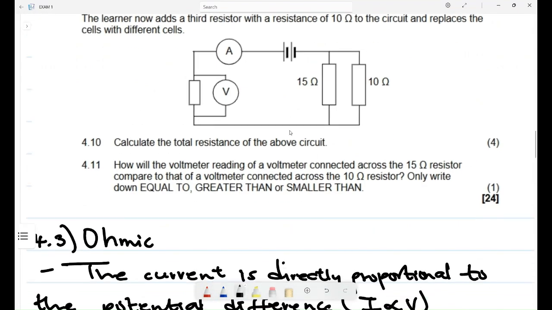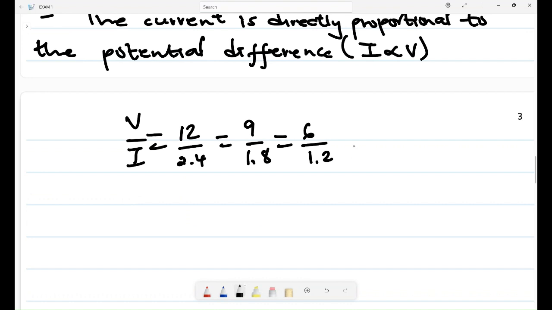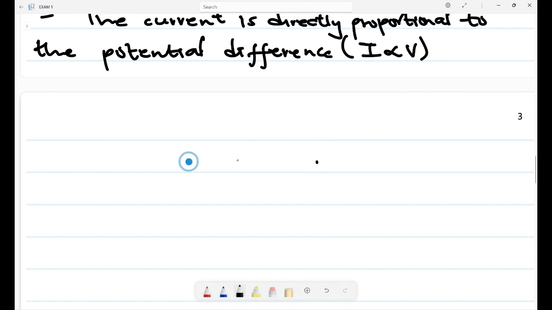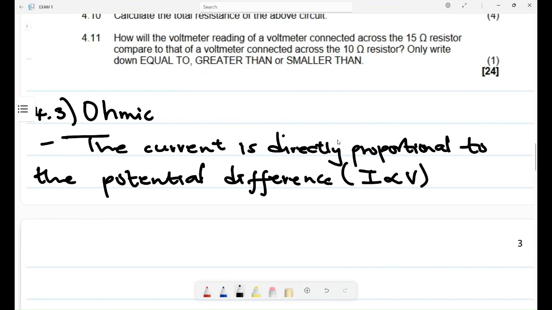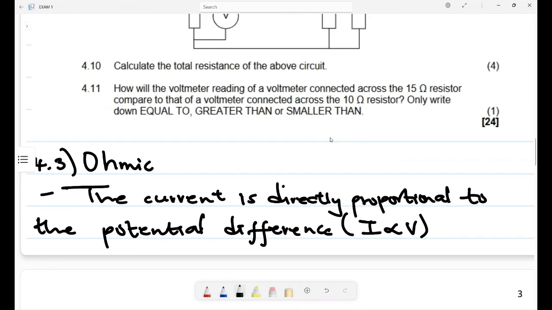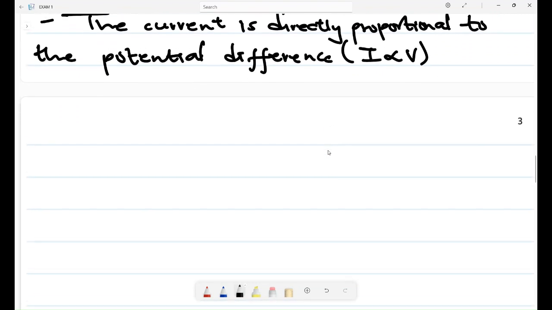Yes, it gives you the same ratio. So the ratio is what is constant. It gives you 5. All right, but the easier one you can say now it is ohmic. It is an ohmic conductor because now the current is directly proportional to the voltage.